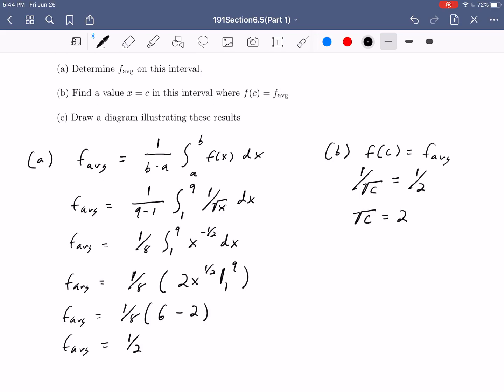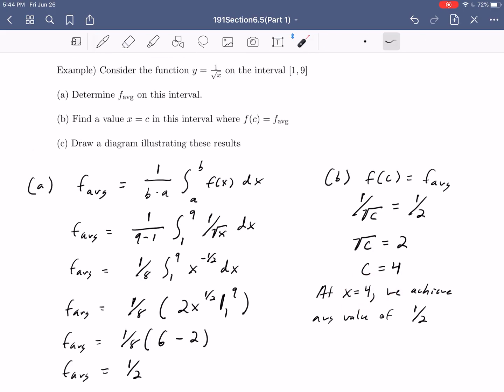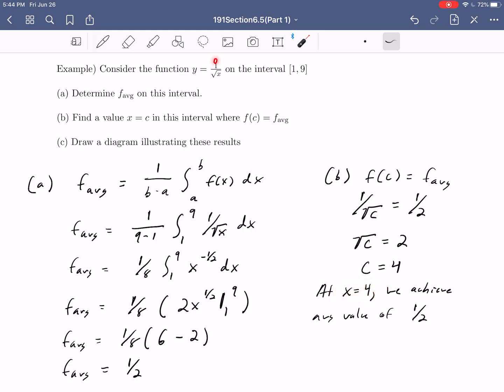Then we can square both sides and get c equals 4. So that means that at x equals 4, we achieve the average value of 1/2. You can just check manually: at x equals 4, 1 over the square root of 4 is 1/2. So this achieves that average value. Is x equals 4 in our interval? For sure. The interval is from 1 to 9, so 4 is definitely right in there.